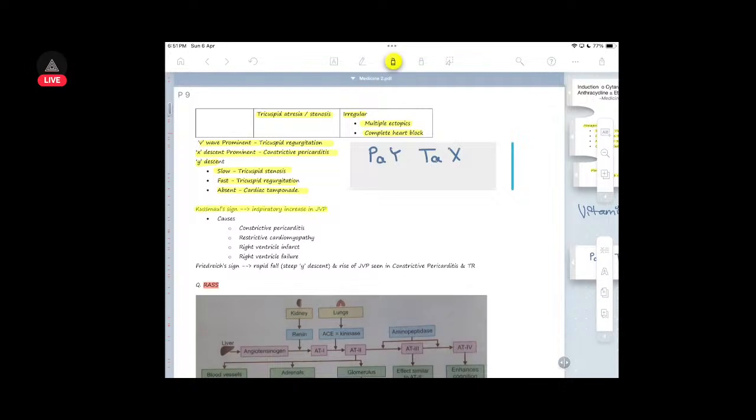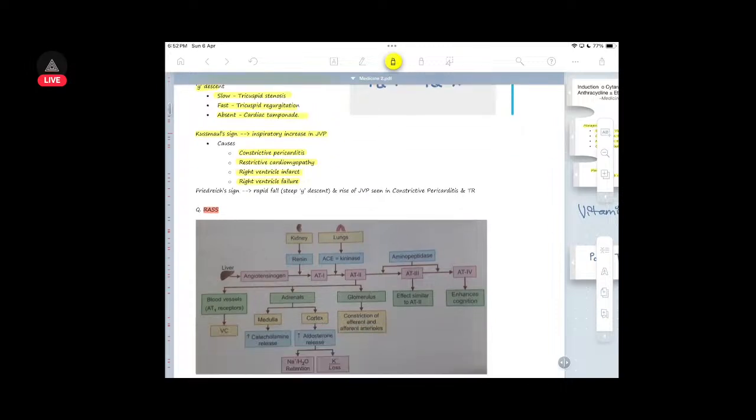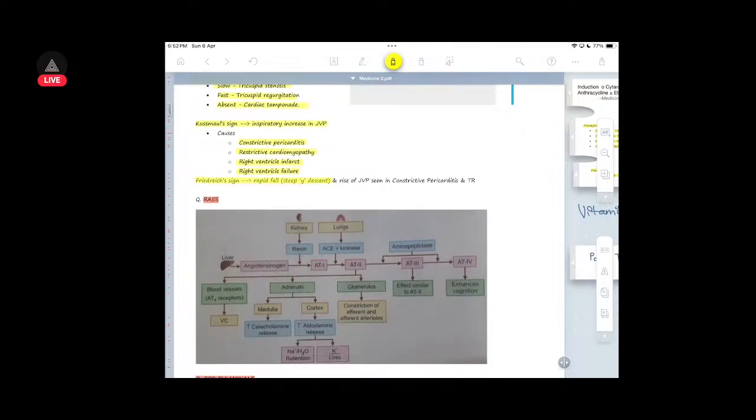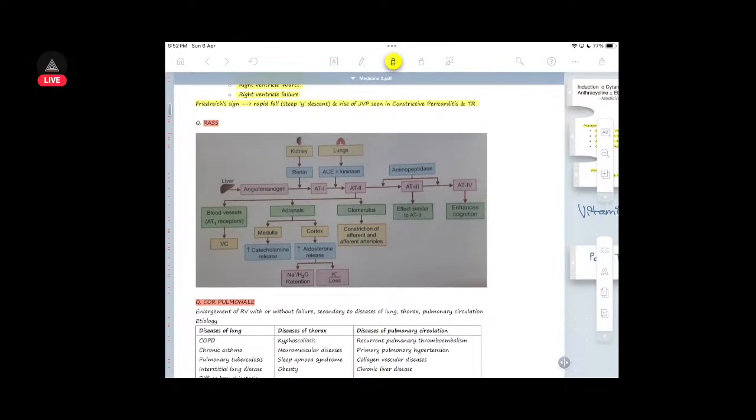So, Kussmaul sign is inspiratory increase in jugular venous pressure. It's caused by constrictive pericarditis, restrictive pericarditis, right ventricular infarction, left ventricular failure. So you also have Friedreich sign, which is rapid, wide descent and rise of JVP seen in constrictive pericarditis and tricuspid regurgitation.